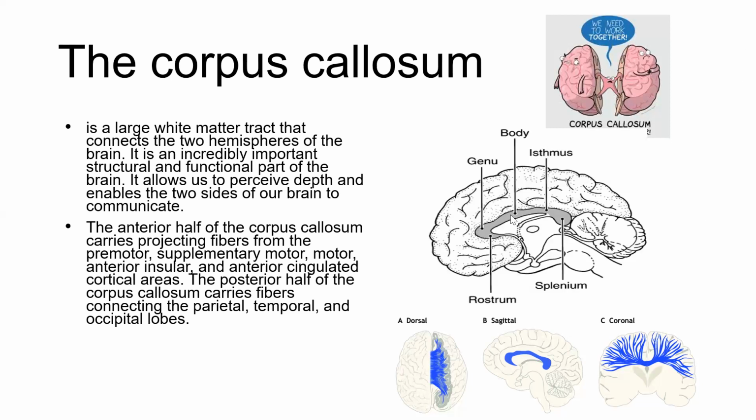which is the genu. This is the body. This is the narrowing over here that you can see, the isthmus, and this is the splenium.